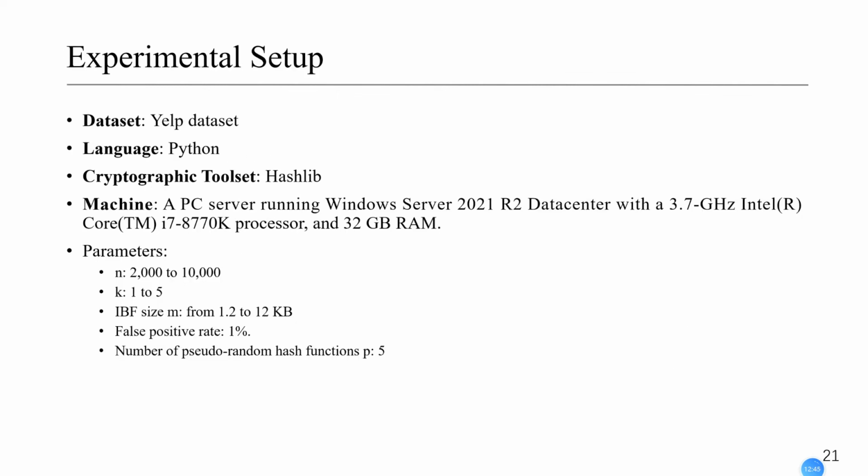In the experiments, we used a real-world dataset and Python hashlib cryptography for the hash encryption. The number of data N ranges from 2,000 to 10,000, and the number of nearest locations k ranges from 1 to 5. The IBF size M ranges from 1.2 to 12 KB. The false positive rate is set to 1%. The number of pseudo-random hash functions P is 5.